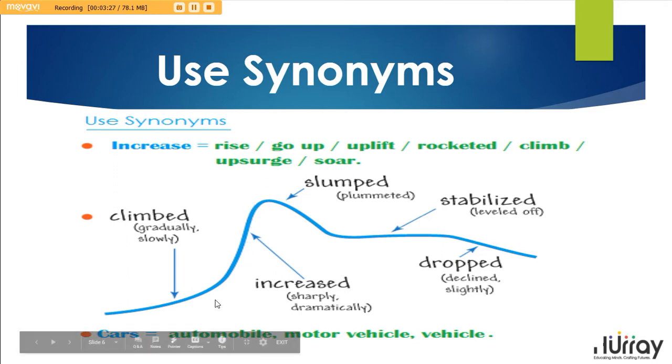Now, depending on how and what type of increase it is, your words could of course change again. For example, if there's a slow rise, then you could say gradually or slowly climbed. If there's a sharp, you could say increase sharply or dramatically. If there's a slump or a drop, you could say it plummeted. If it's stable for some time, you could say it leveled off. And if it drops, then you could say it declined slightly or declined dramatically, depending on how much decline exists in the image.